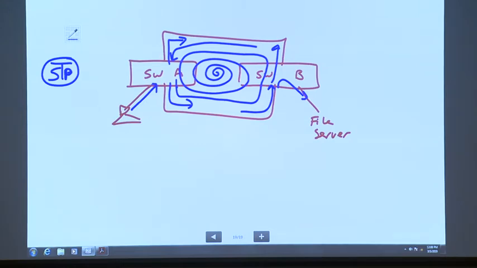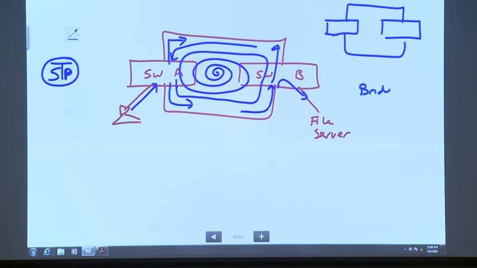Spanning Tree, a little bit different here. Spanning Tree says, look, you've got these 2 switches interconnected. So what it's going to do is send something called a bridge protocol data unit.